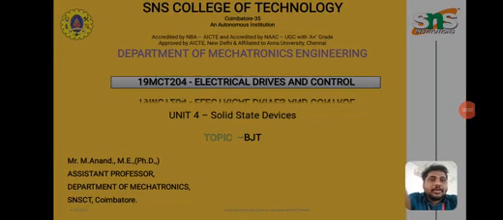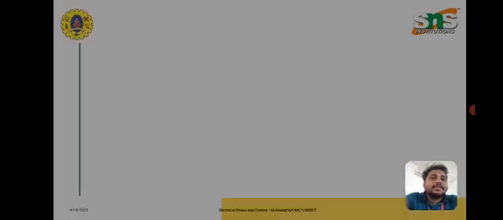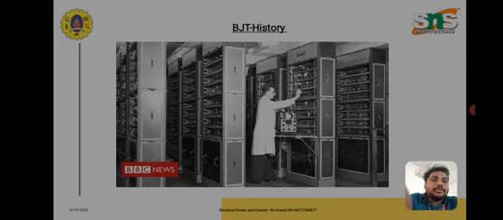Myself Anand. I am an assistant professor in the Department of Mechatronics Engineering for the past 8 years. I am handling the subject electrical drives and control. In that, I am going to take the topic of BJT, that is, bipolar junction transistor. Before going to the topic, here I am showing an image.